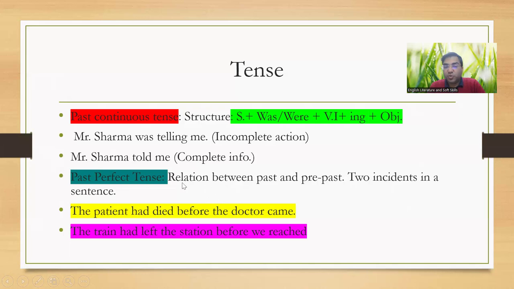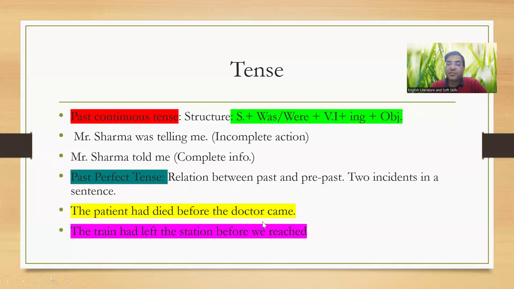Next tense is past perfect tense. It shows the relation between the past and the pre-past. See, it's very important that when you are using past perfect tense, you have to use the relation with the past also. There is a past and a pre-past. So it indicates the relation between two actions. This tense does not indicate only one action. You cannot use it with one action only. You have to use two actions.